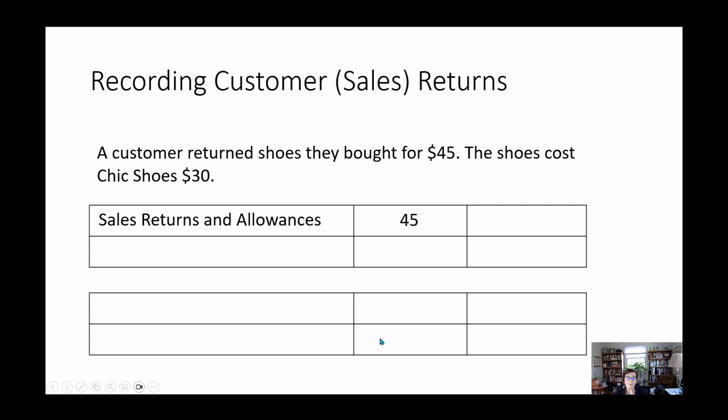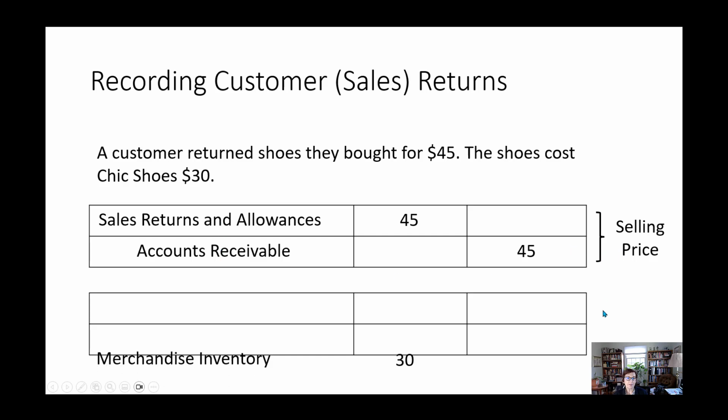And by having a separate account, that's really a reduction of sales. We're going to use this to reduce our sales, but we have a separate account so we know how much our customers return. And the rest is a reversal of what we did before. We're going to credit accounts receivable because our customers are not paying us that money anymore.